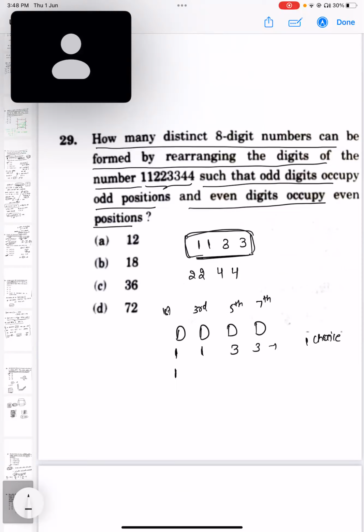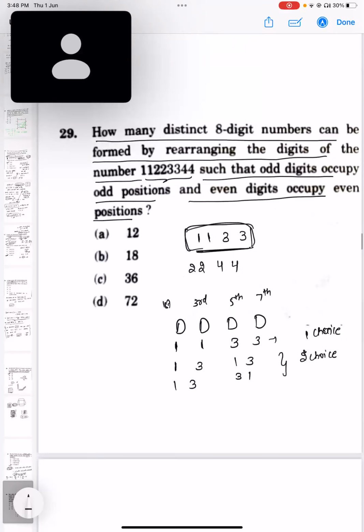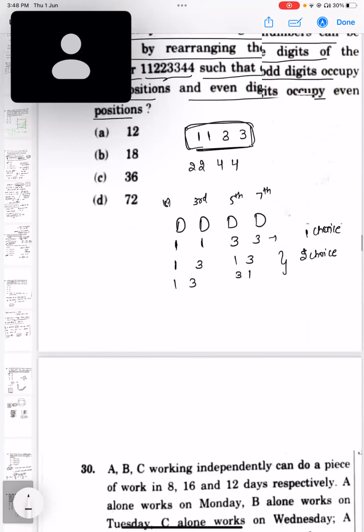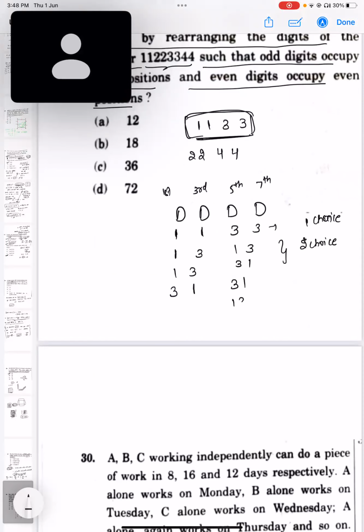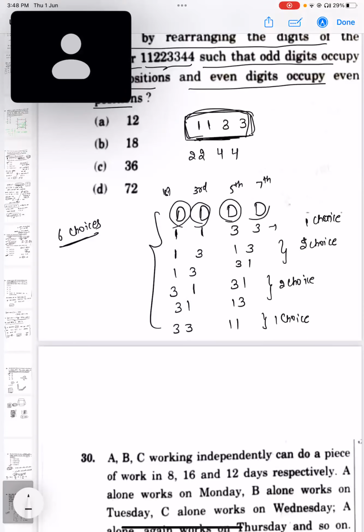If I put one here and three here, then I will have two choices, 1, 3 and 3, 1. Similarly, if I put 3 here and 1 here, then again I will have two choices, 3, 1 and 1, 3. And if I put 3, 3 here, then I have only one choice. So basically we have 6 choices to put these four odd numbers in these four boxes.